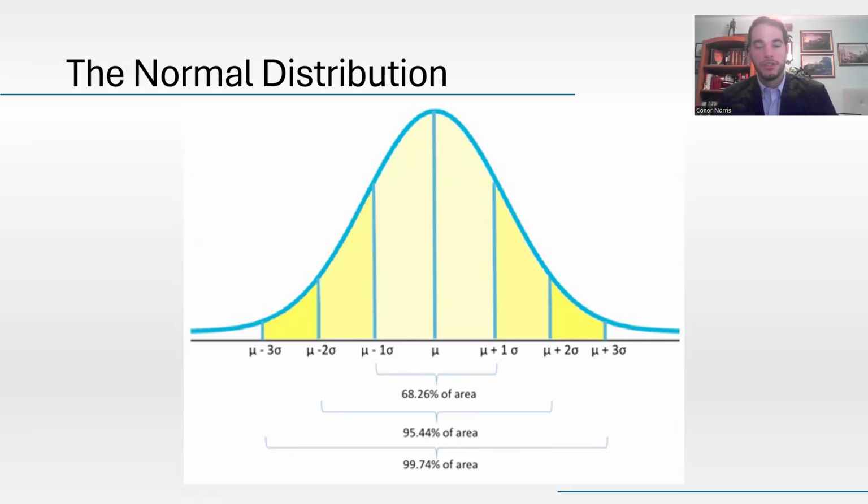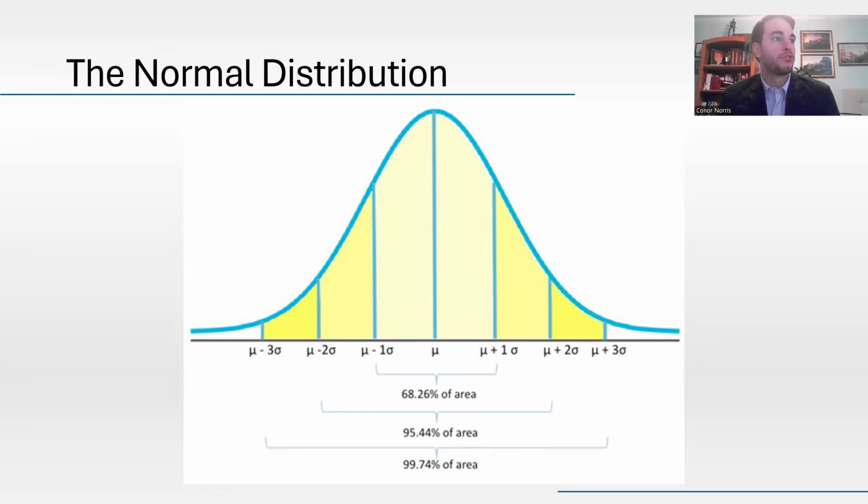Now, there's a probability of just over 95% that a value would fall between plus or minus 2 standard deviations. So we go out here, 2 standard deviations below the mean, 2 standard deviations above the mean. This whole area right here is filled with just over 95% of the values.